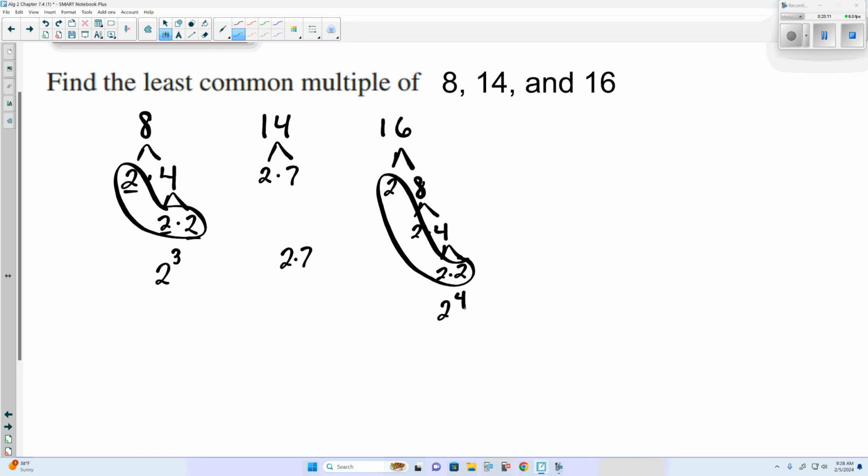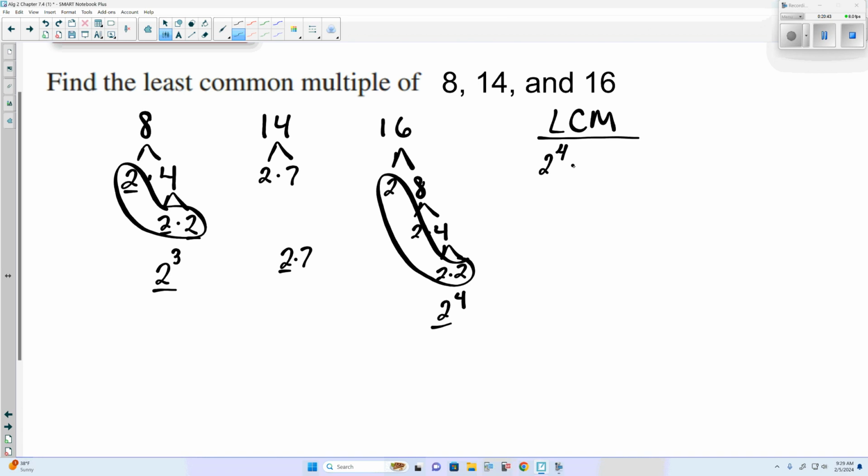So least common multiple. For the least common multiple, we take whichever one has the most of each term. And the first one we can look at 2. 14 has 1. 8 has 3. 16 has 4. So which one would we take? 16, the 2 to the 4th. So we could write it as 16. I'm going to write it as 2 to the 4th for now so we can see that. Because again, we're taking which one has the most.